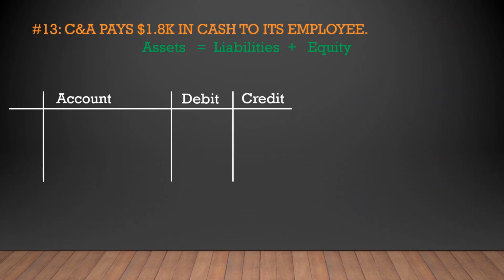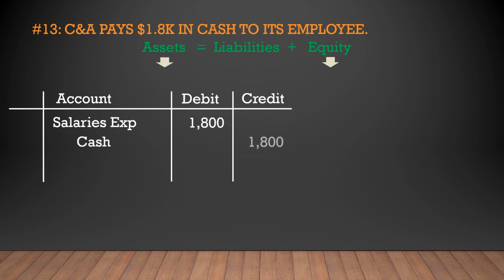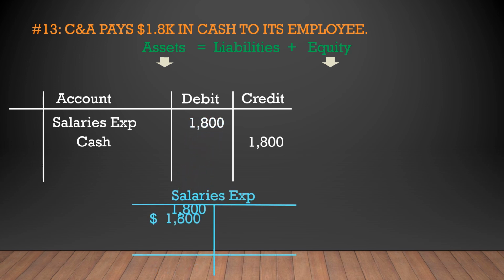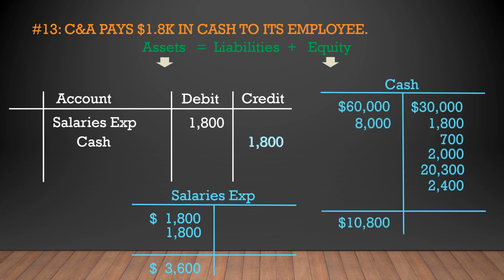Number 13. CNA pays $1,800 in cash to its employee. Here's a direct repeat of transaction 6. Decrease our cash asset and decrease equity via an expense. We decrease equity with a debit to salaries expense and decrease our cash asset with a credit. The debit to salaries expense increases that account's balance to $3,600, but as an equity account, that debit decreases overall equity. Cash's credit decreases its $10,800 debit balance to a $9,000 debit.